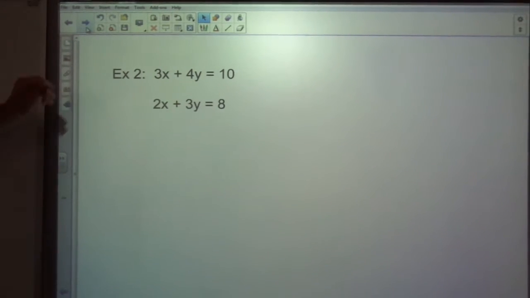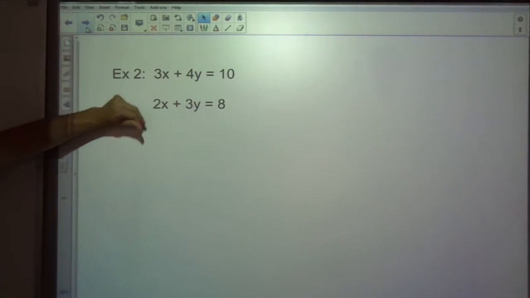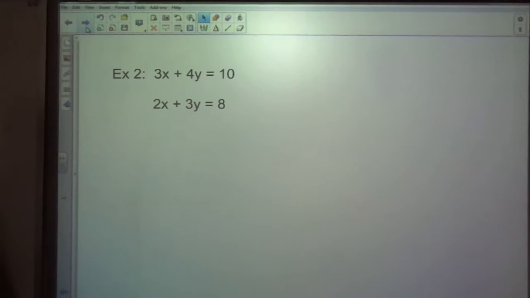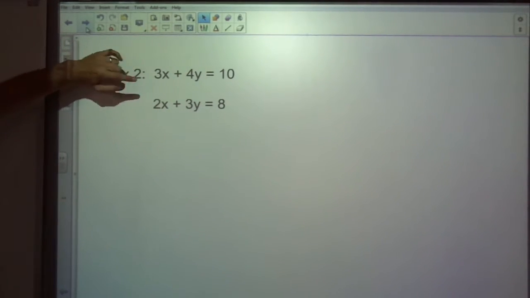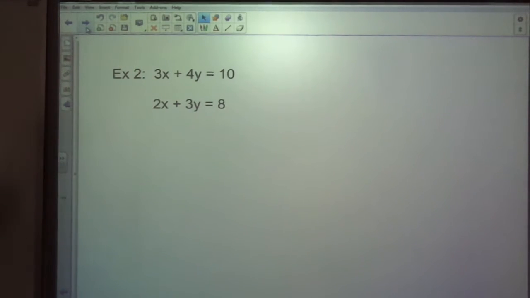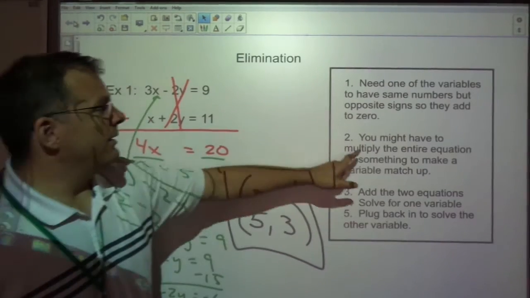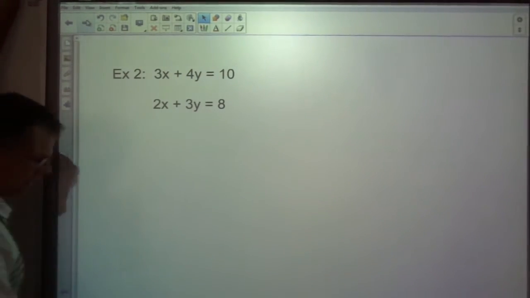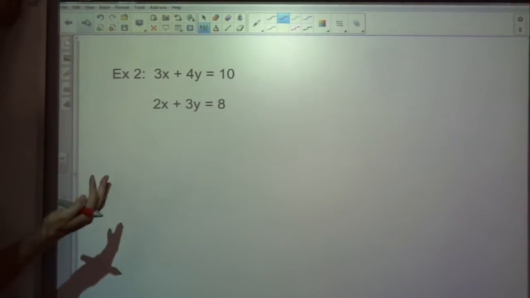This one, the x's aren't going to make 0. That's going to make 5x. The y's aren't going to make 0. That's going to make 7y. I need these numbers to be the same numbers with opposite signs. So what I'm going to need to do here is what it says, and I have to multiply the whole equation by something. So let's say I wanted to make the x's match up.